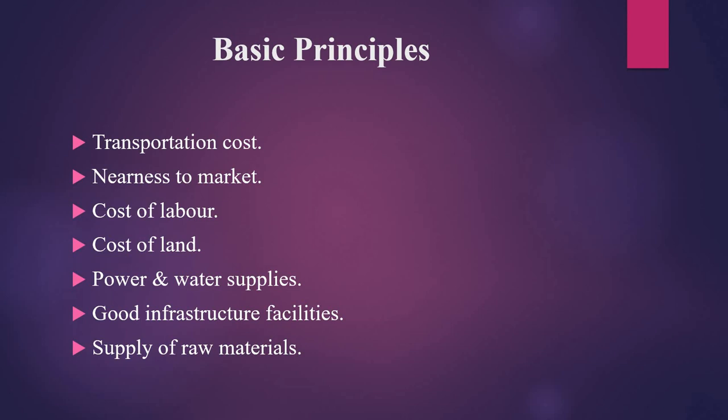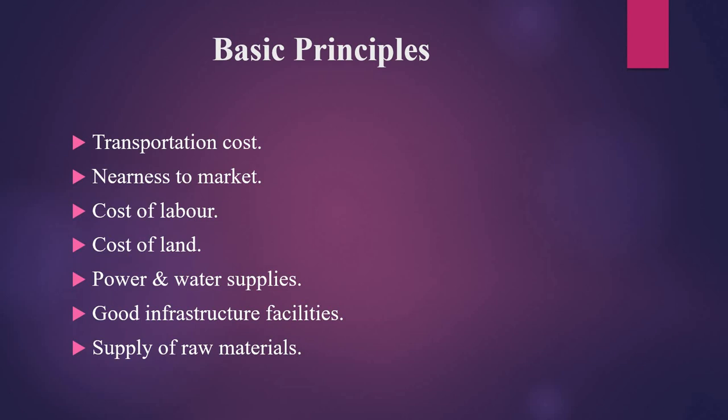Next is power and water supply. These are the two main necessities to run any firm. For every machine to work in the factory, power is required, and water is also required for the regular working condition of the factory. So both should be available properly. Next is good infrastructure facilities. Infrastructure facilities like transportation, communication, and banking facilities are also required to run a business. These should be available in an easy manner.